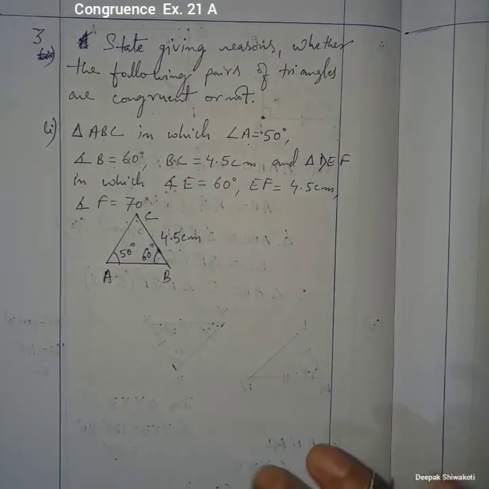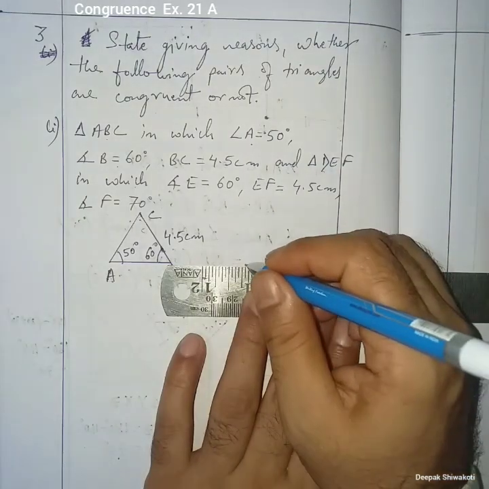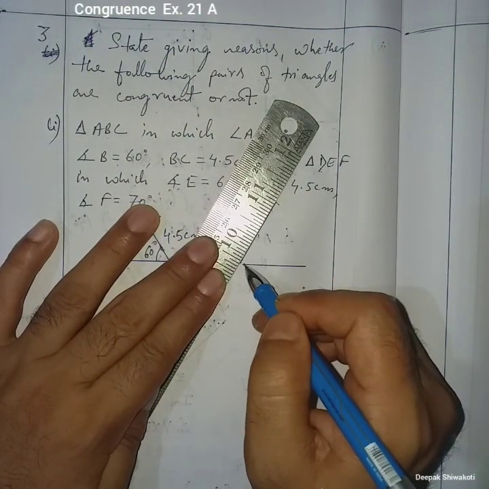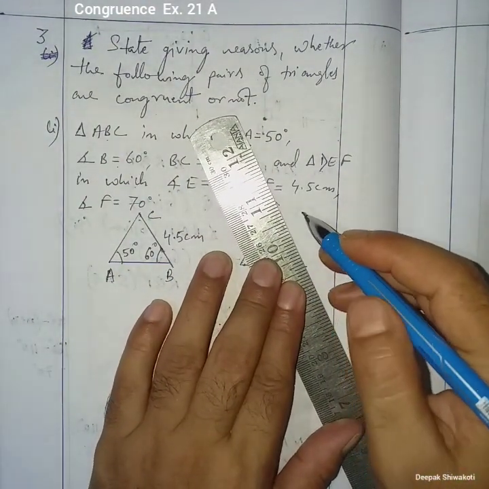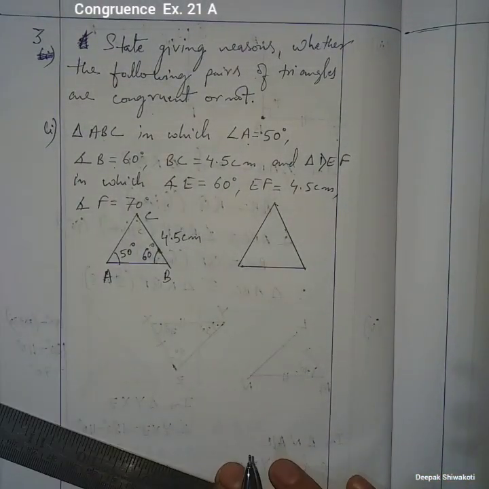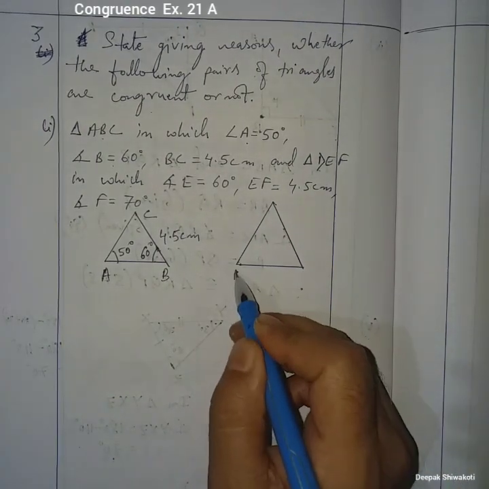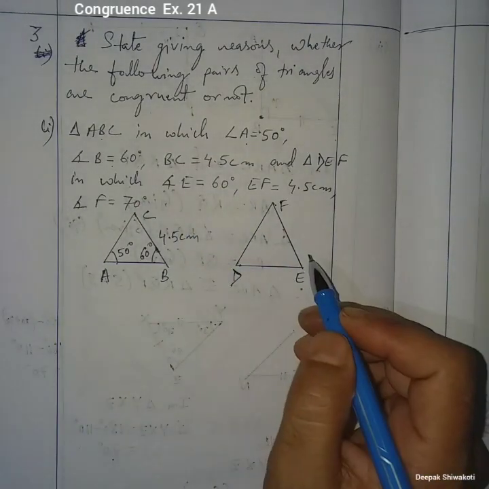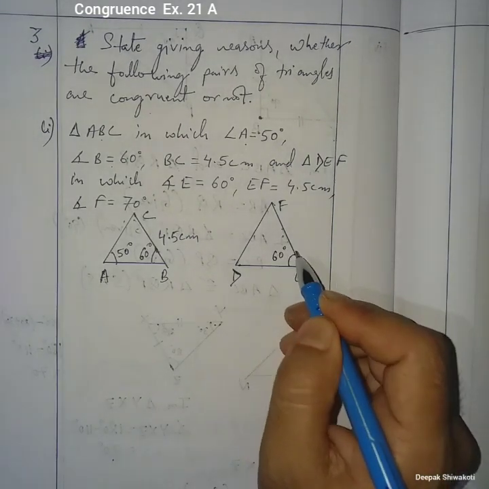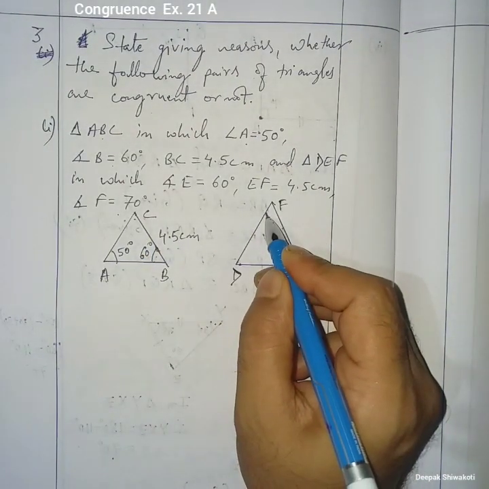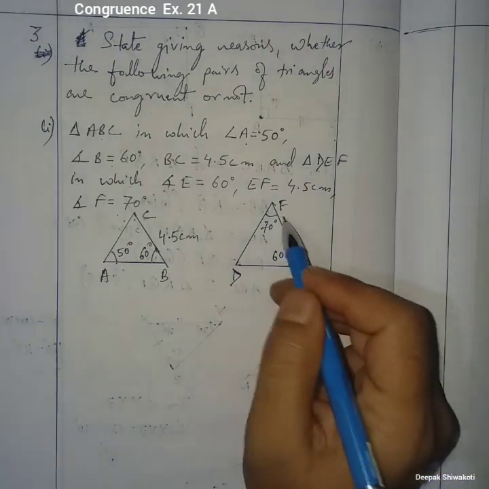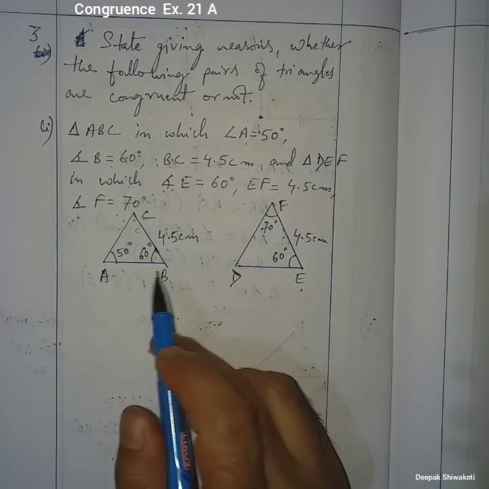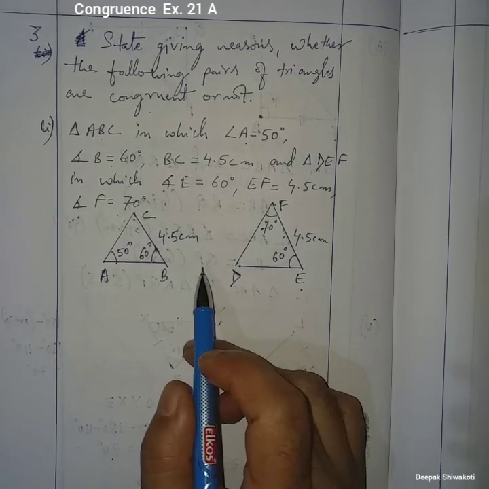Now another triangle is DEF, triangle DEF. Okay, so this is a triangle. Here DEF, okay, and FE, angle E is here, it's given as 60 degree, and angle F is given as 70 degree. Okay, EF is 4.5 centimeter. Now are these two triangles congruent? So we have to see that.